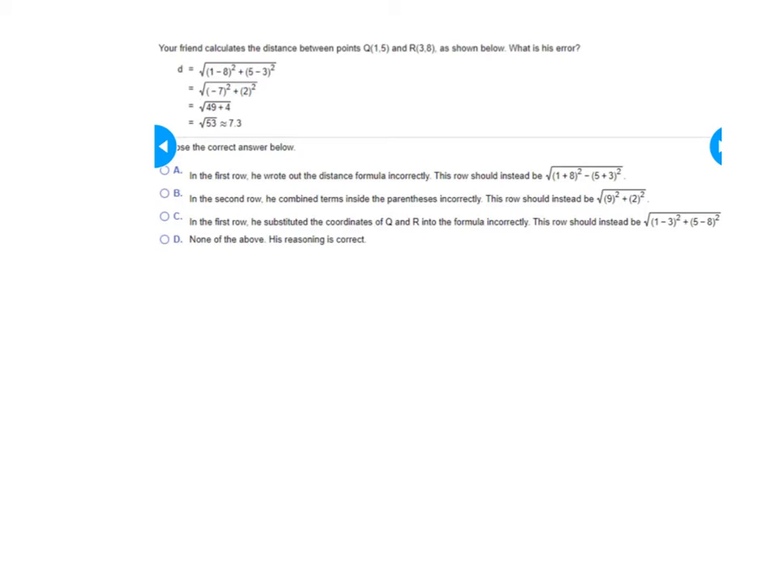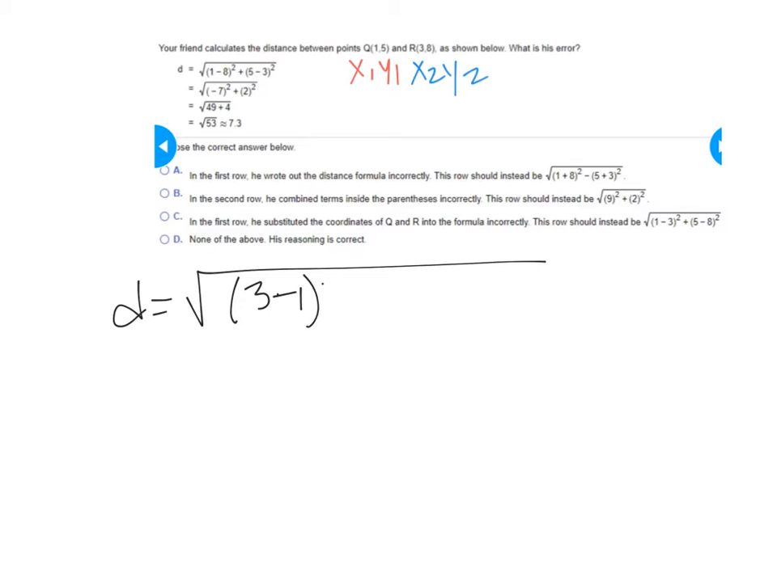So the first thing I would do is label my x's and y's, x1, y1, x2, y2. Then I'm going to find the distance is the square root of the difference between the x's. So I would go 3 minus 1, quantity squared, plus the difference in the y's, so 5 and 8, so I'd do 8 minus 5, quantity squared. And then they show each step, so let's do that.